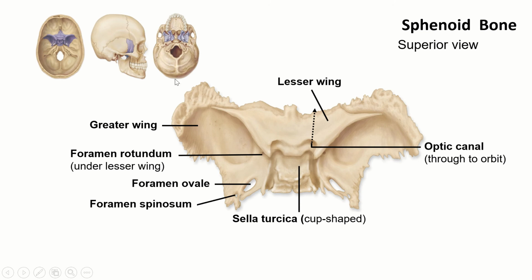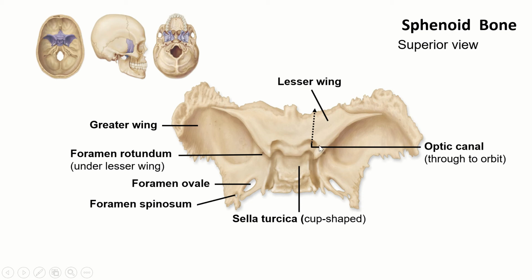Because it has these wing-shaped things that stick out, these are actually called the wings. It has a pair of greater wings here and here, and then the lesser wings here. These are not attached here. It looks like they are, but they're not.